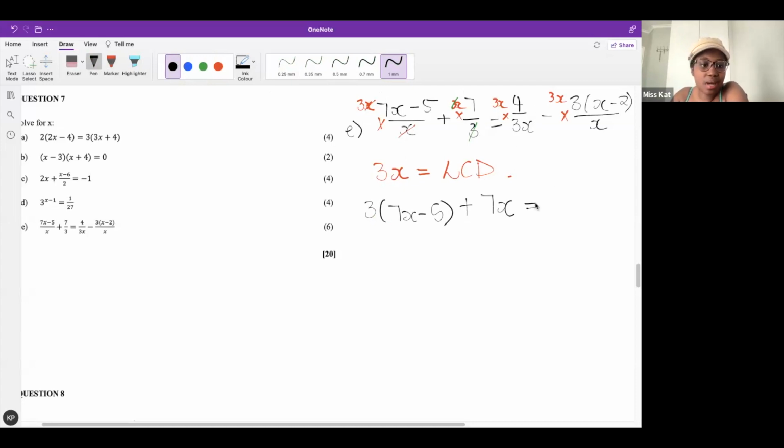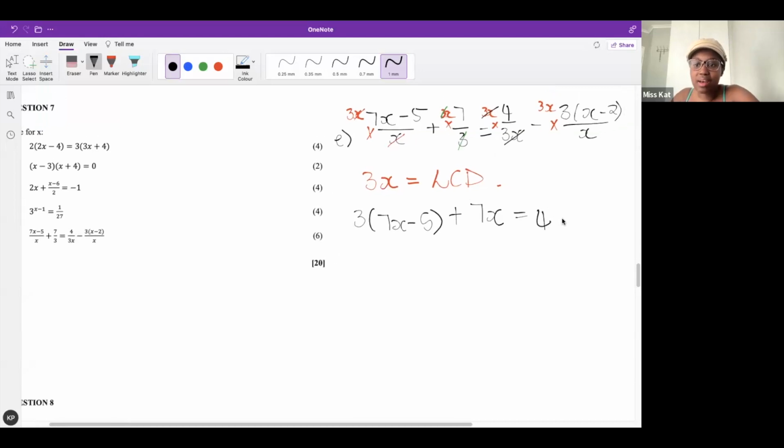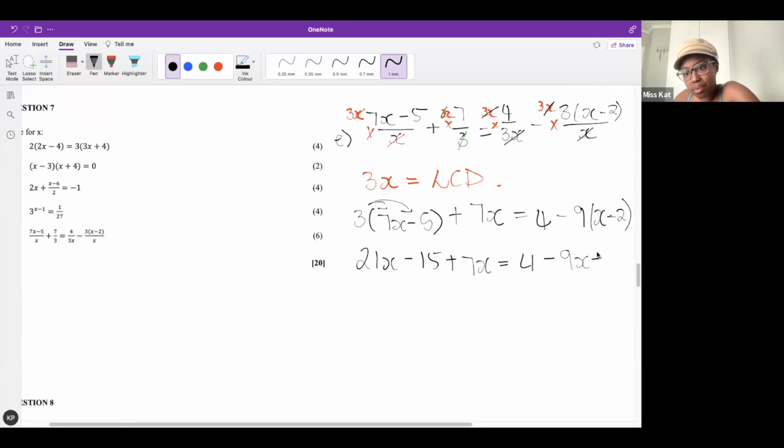What cancels out in this one? The whole 3x, because we already have 1. So we're left with 4. And we have a minus. What cancels out in the last one? The x. So we're left with a 3. So it's going to be 9 times x minus 2. Now we have to distribute. Okay, so times this 3 by everyone in the bracket. We have 21x minus 15 plus 7x equals 4 minus 9x plus 18.